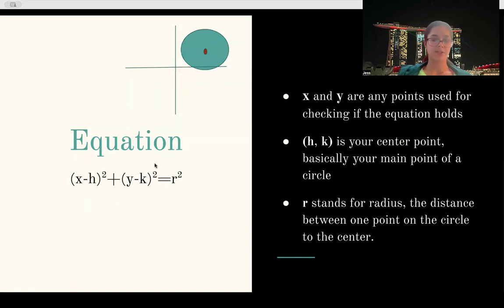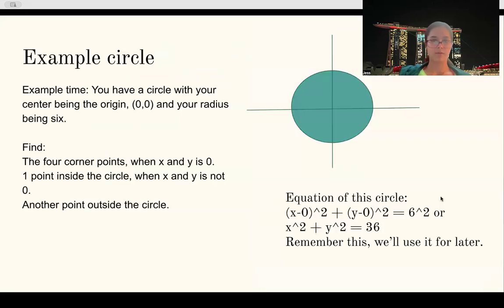Here's a different equation when the center is not 0, 0. And we have h and k, which is your center point, basically your main point of a circle. So let's say we have an example circle. You have a circle with your center being the origin, 0, 0, and your radius being 6. You have to find the 4 corner points when x and y is 0, 1 point inside the circle when x and y is not 0, and another point outside the circle.